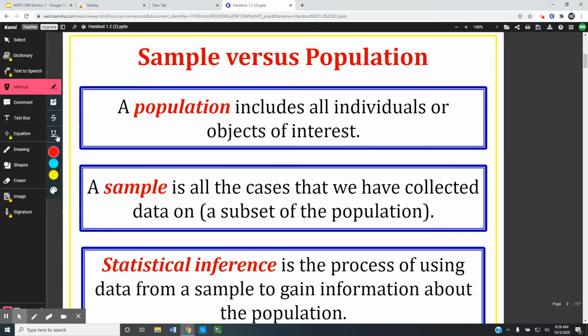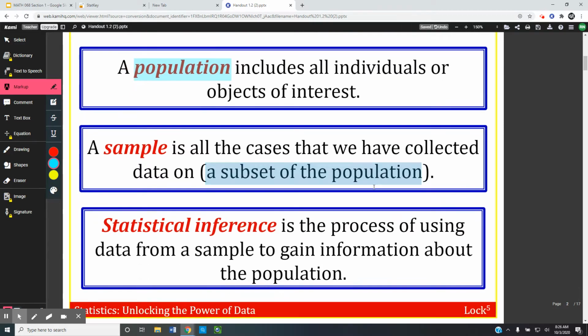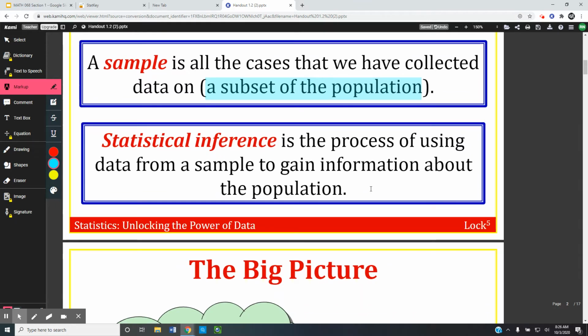You can think about this like a subset of the population. A subset of a population is a smaller set that came from the actual largest set that was available. So think in terms of that subset. A statistical inference is the process of using data from a sample to gain information. That's a big deal right there. Gain information about, again, the population. All of this is about looking at the population.